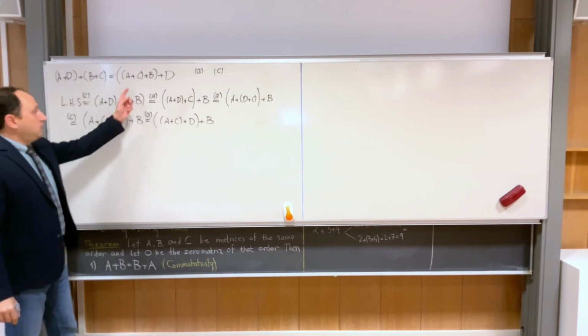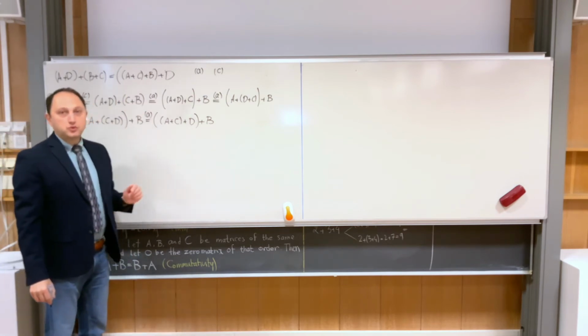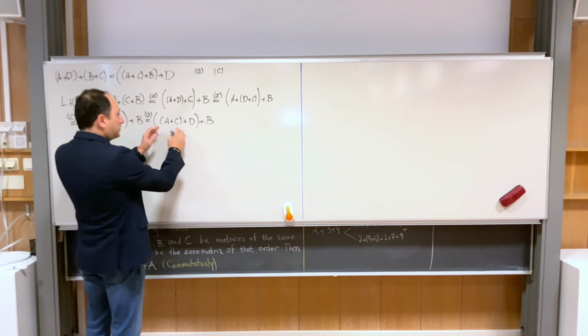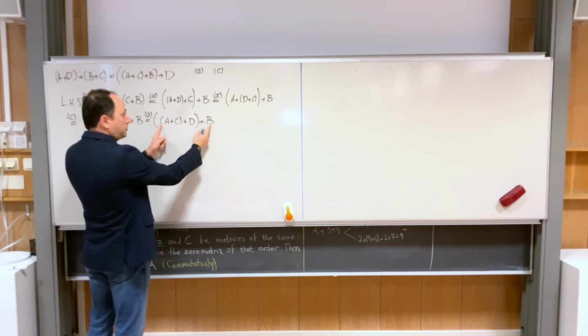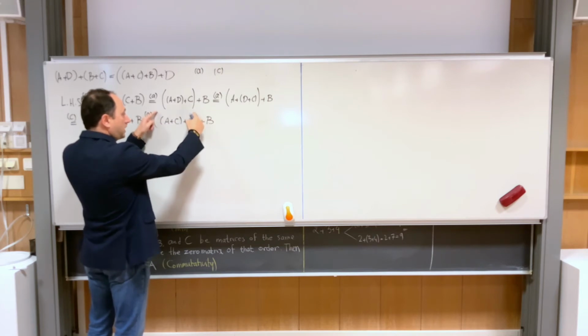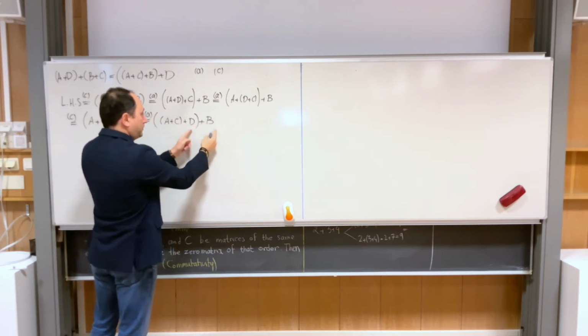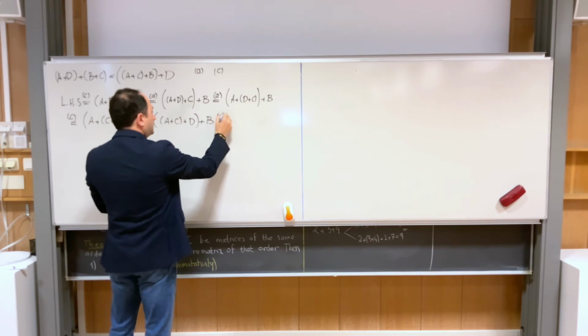Okay? But now what I can do, again, I want to use associativity. How? I consider this as one matrix, second matrix, the third matrix, added together. So I remove this pair of brackets and put them around this. So again, I am using associativity.